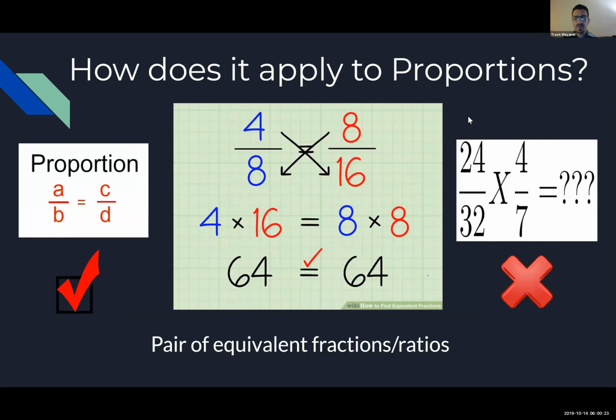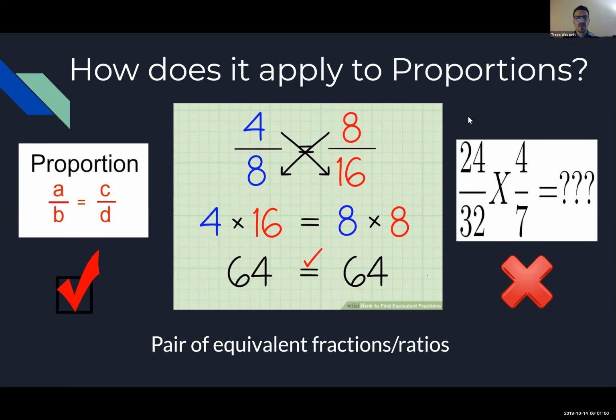So how does it apply to proportions? If you look to the left, you see that we have two fractions that equal each other. So what we say is it's a pair of equivalent fractions or ratios that are equal. And why I put the examples on the outside is to show you that a proportion is an equal sign, not a multiplication sign. So on the right, I put an X. That's not a proportion. That's simply just multiplying fractions. Doesn't mean they don't have a relationship, it's just we're multiplying. But in a proportion, they equal each other.